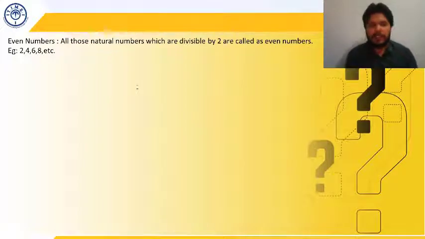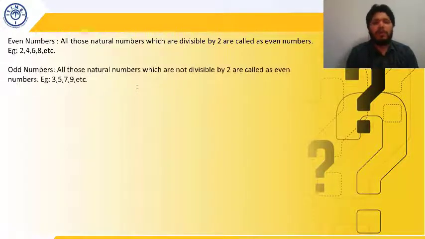Okay, let's move further. Now next is even numbers. What are even numbers? All those natural numbers which are divisible by 2 are called even numbers. Example 2, 4, 6, 8 and so on. So all of them are even numbers. Next is odd numbers. All those natural numbers which are not divisible by 2 are called odd numbers. 3, 5, 7, 9, 11, 13 and all of them are odd numbers. We all know this thing.